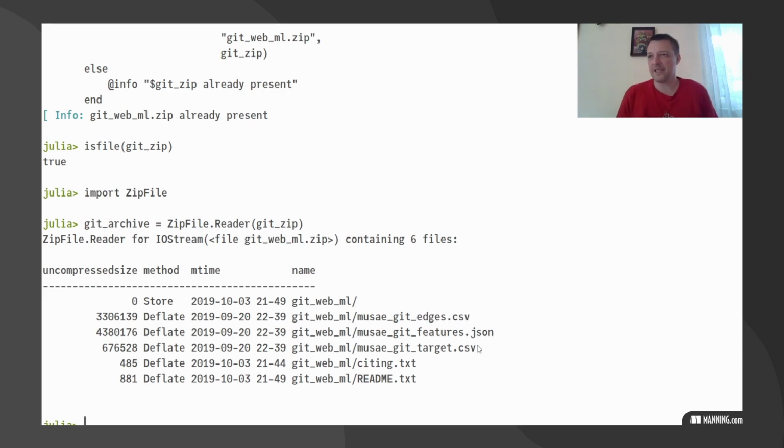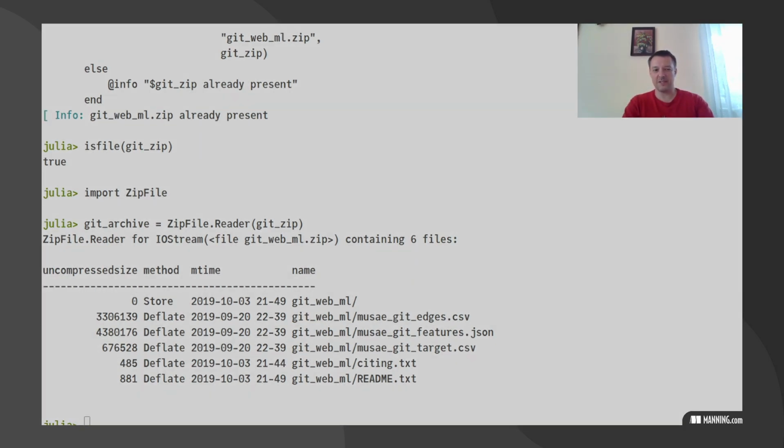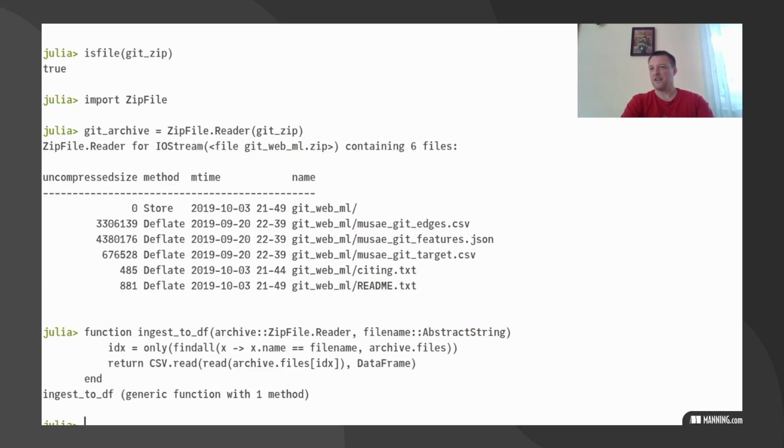Because I want to extract two files from it, I want to do some repeated operation on this repository. Therefore, I create a function for extracting files from a zip compressed file, so that I do not repeat the same operations twice. So here is the function that reads in a CSV file to a data frame. It takes two arguments. The first argument is the archive, so the zip file reader, and the second is the file name, so the name of the file in the repository that you want to extract.